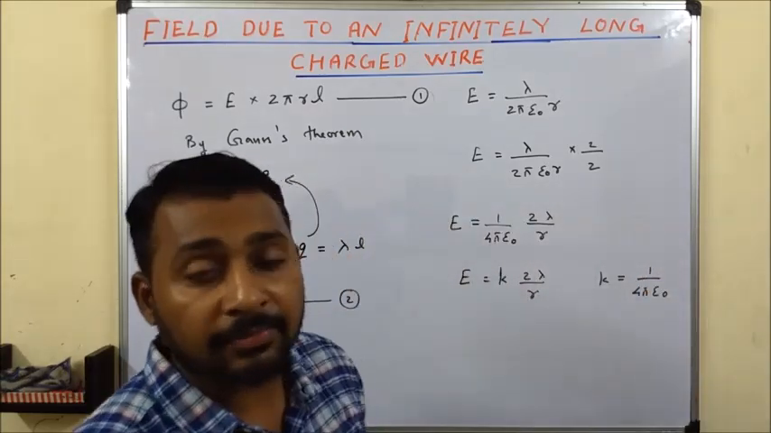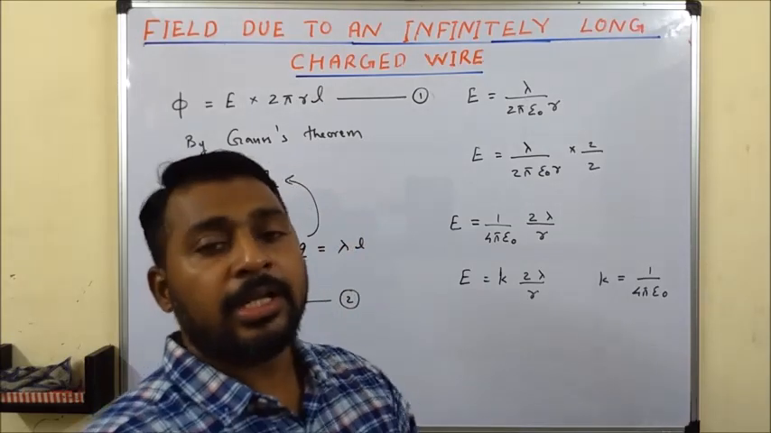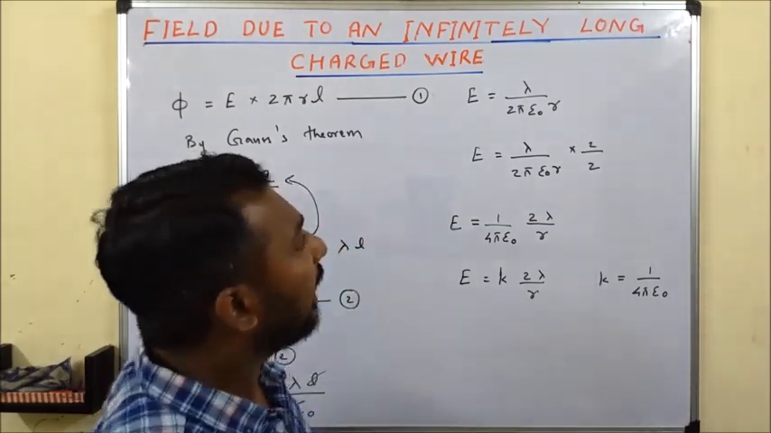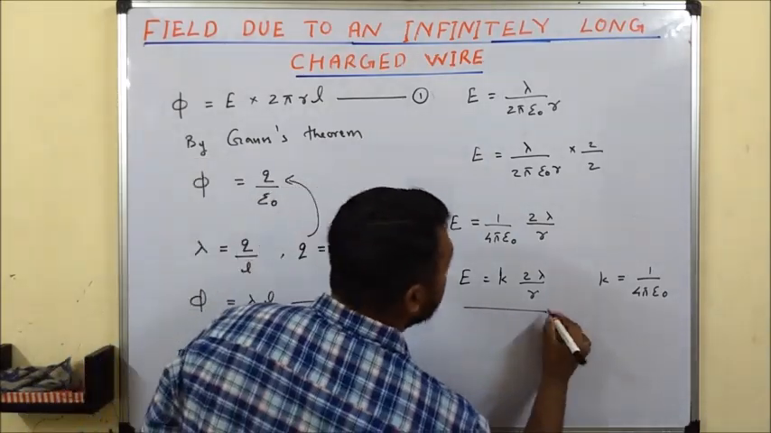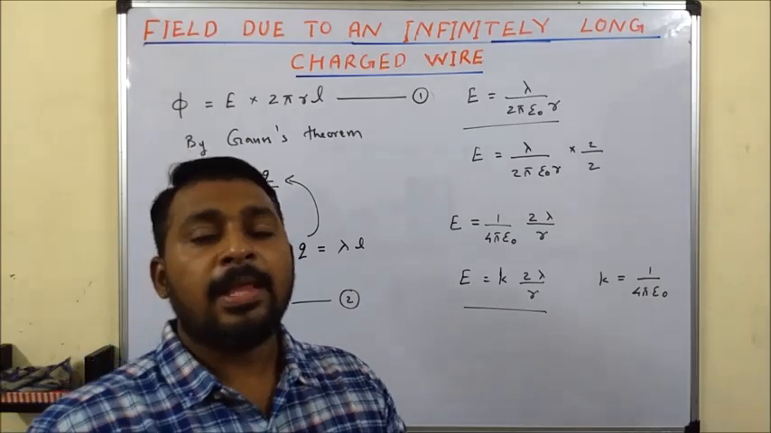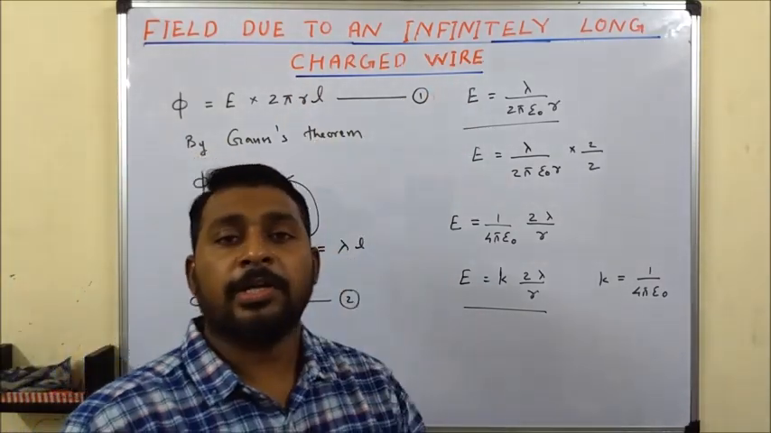Do you remember the value of K? When you solve this, you will get 9 into 10 raised to 9. So these are the two equations. Both these equations will give you the electric field due to an infinitely long charged wire.